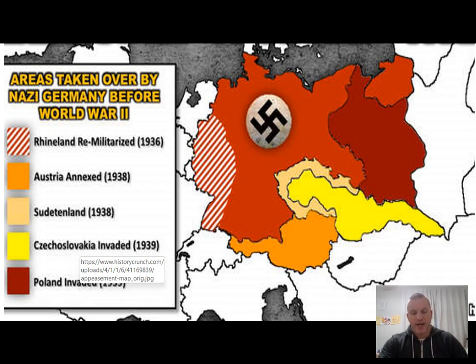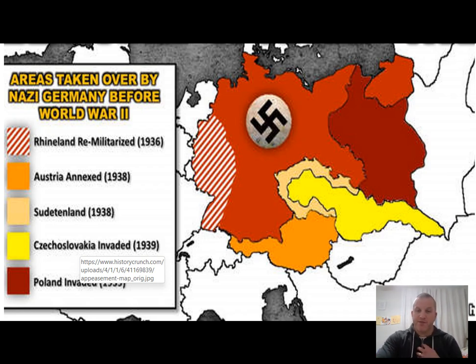Once again, Hitler defends this because one of the key points of the League of Nations was that each country should have self-determination. So they should be able to determine if they want to be part of an empire or if they want to be independent. And technically, Austria determined that they wanted to be part of the German Empire, so he defends it in that way.